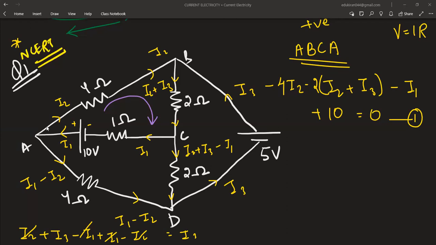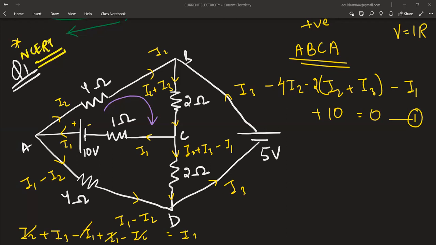So see, we have started moving from A to B, right? We are moving clockwise. Current is also moving clockwise. So we are moving along the direction of current. Sign is negative. Current into resistance, I2 into 4, minus 4I2. Similarly, when we are coming down, this is I2 plus I3 into 2. Voltage is equal to current into resistance, and sign is minus because we are moving along the direction of current. Similarly, in this branch, resistance into current gives us the potential. And since we are moving along the direction of current, we have minus sign.